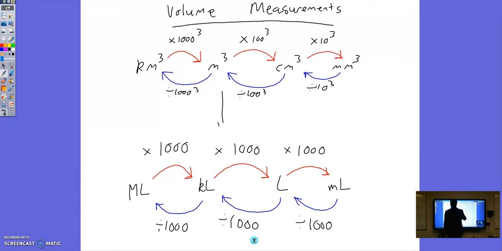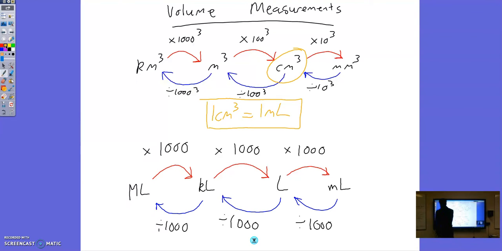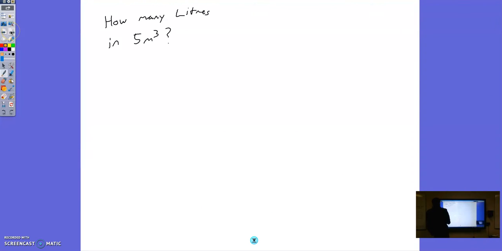However, if we want to swap from the two, or go the other way around, the golden rule that we need to remember is that 1 centimeter cubed equals 1 milliliter. That is what we must know to work between the two charts. Now, interesting point, centimeters cubed is not the smallest unit in this chart. However, milliliters is the smallest unit in this chart. So it is not a direct transfer. We're going to look at an example here.